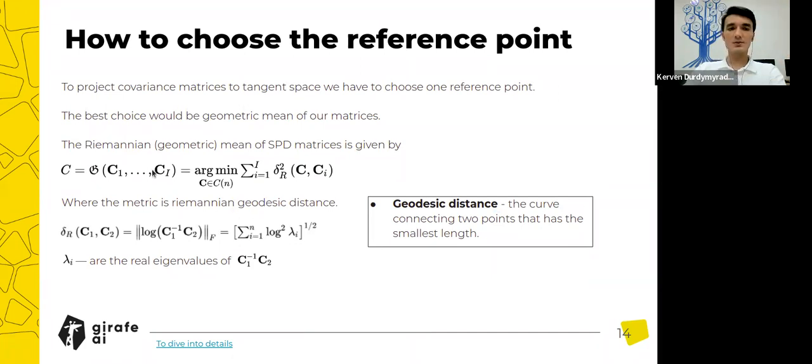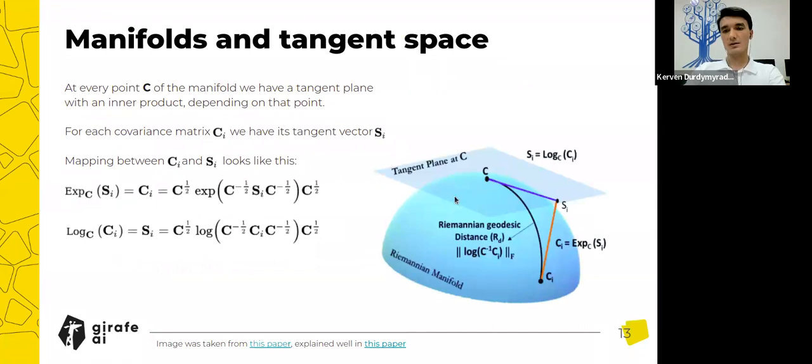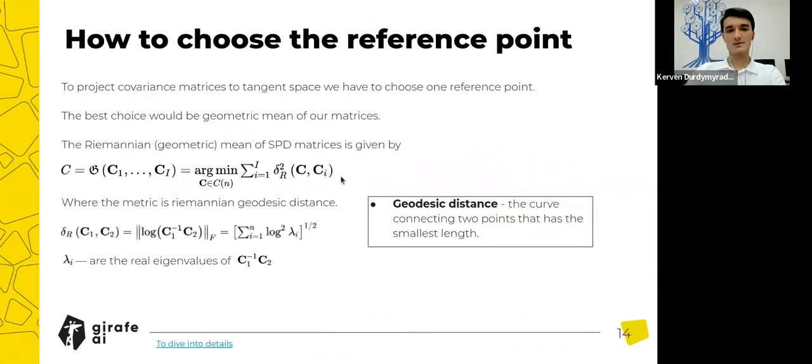Now, how can you find this reference point? This reference point is the solution of this equation. It is an argmin of this equation, which is the sum of distances to each Ci. The distance is the geodesic distance, the Riemannian distance. We want the sum of these distances to be minimum. The geodesic distance is the shortest way along the manifold from C to Ci, and as a solution of this equation, we get the reference point.